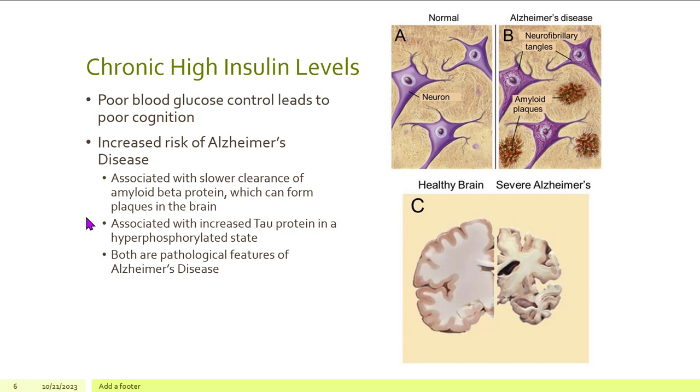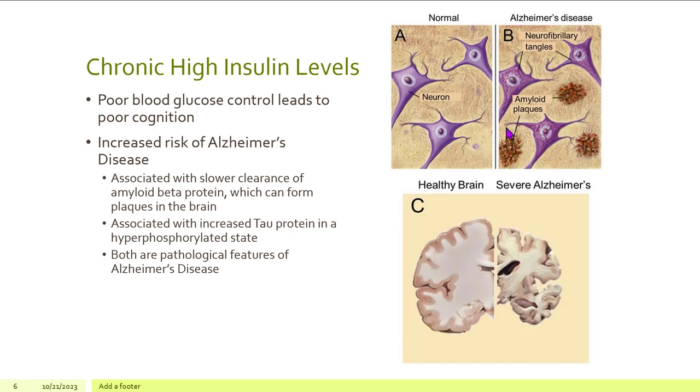And so this has been associated with the slower clearance of the amyloid beta protein, which can form plaques within the brain. So it's also associated with increased tau protein in a hyperphosphorylated state, which can lead to tangles inside of the neurons. Right? So these are both hallmarks of Alzheimer's disease. And so there's just a little diagram up here showing what that would look like at the cellular level.